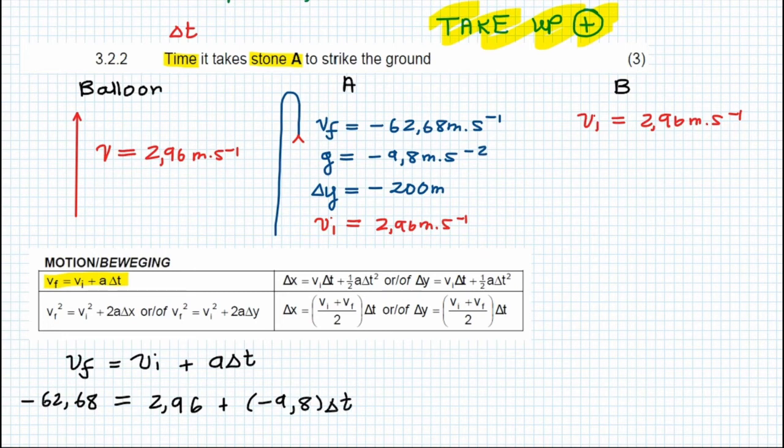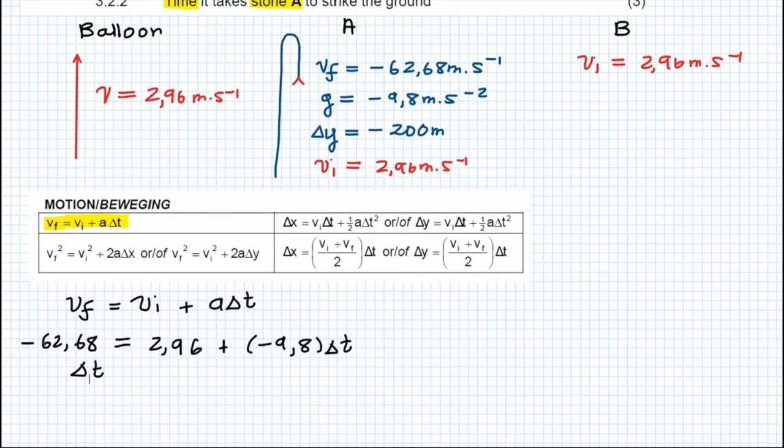If we manipulate the formula and solve for time, we find out that the time it is going to take this stone to travel to the ground is going to be 6,70 seconds. This is one of the methods that you could use, and you're going to get 1 mark for your formula, 1 mark for your substitution, taking direction into consideration, and 1 mark for your final answer.